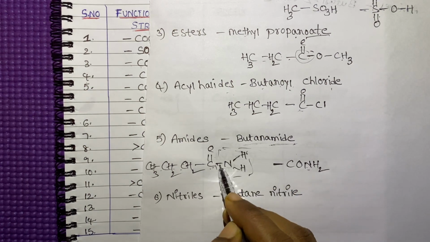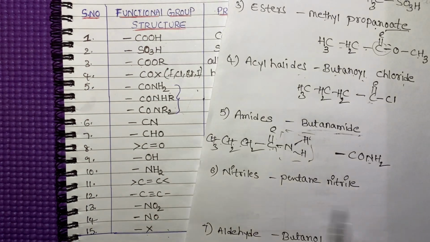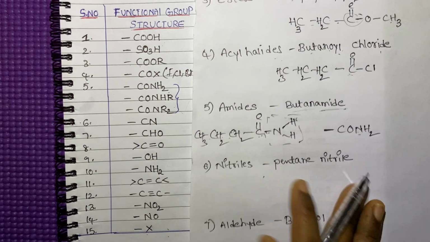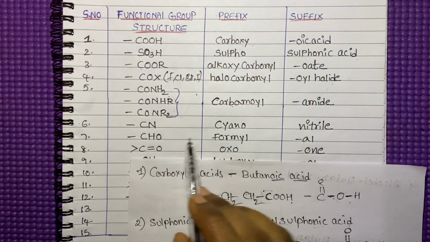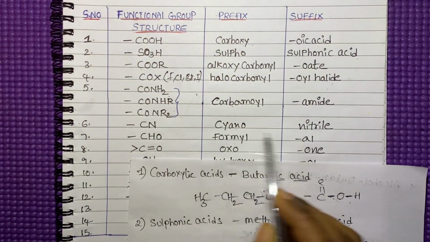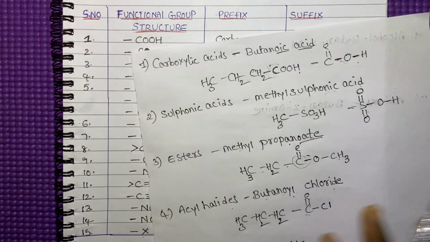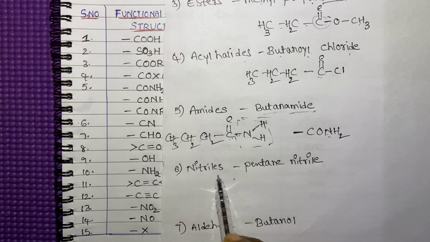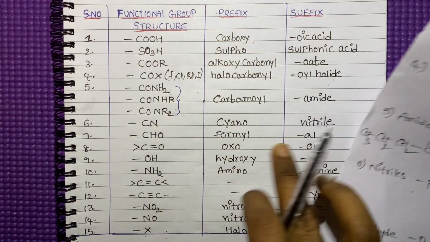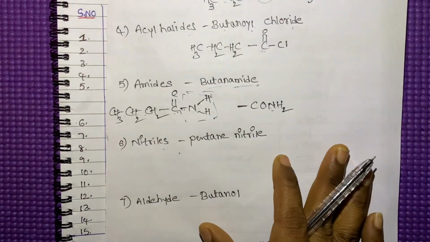Butane means parent chain. Again, nitrile group. What is the suffix for the nitrile group? Nitrile is the suffix. Now you write the structure, nitrile structure. See here, CN.